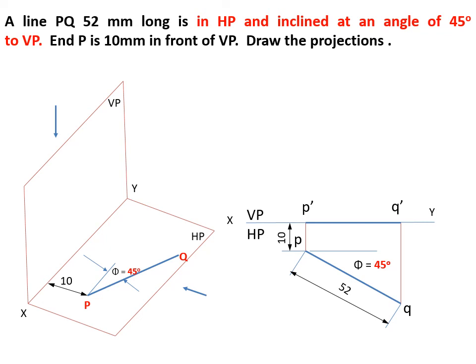These are the possibilities of a line with respect to HP and VP: positions of a line with respect to HP and VP, and projections of lines with respect to the horizontal plane and vertical plane by following first angle projection.